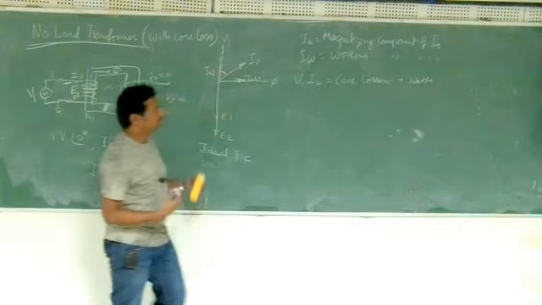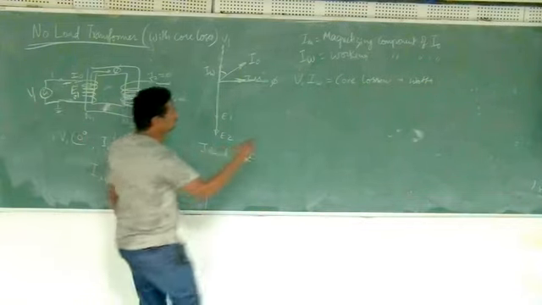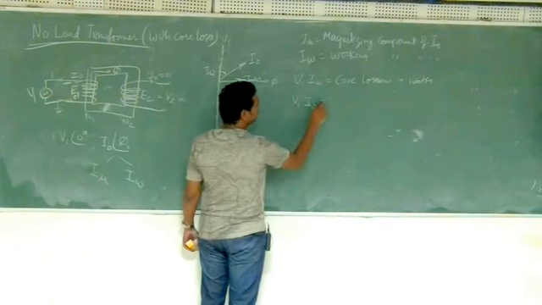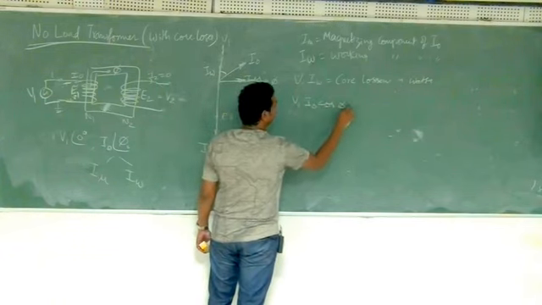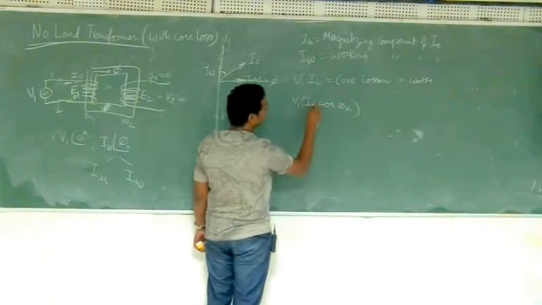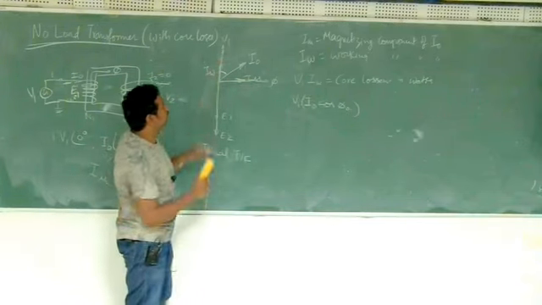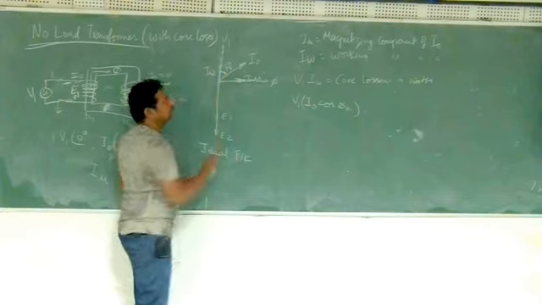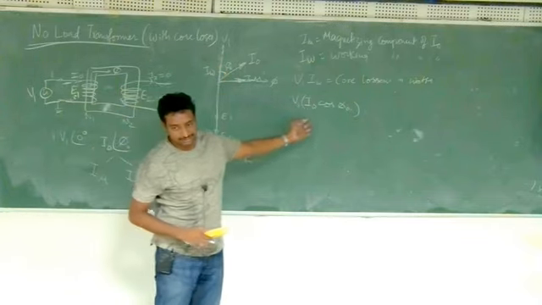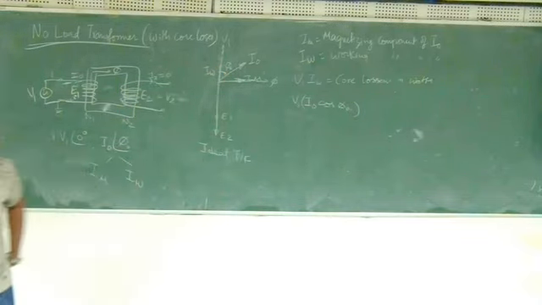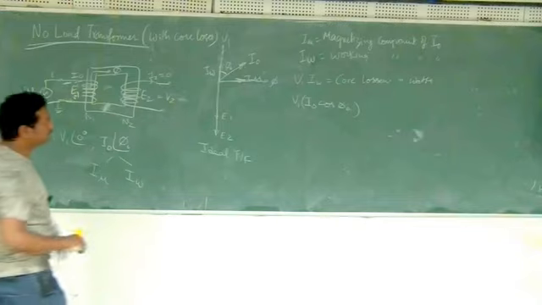So this is actually nothing but V1 into I0 into cos phi 0, where this whole part is IW. So V1 into I1 into cos of the angle between them, which is phi 0. That is nothing but the working component of the current. So that small quantity, you can actually measure it.